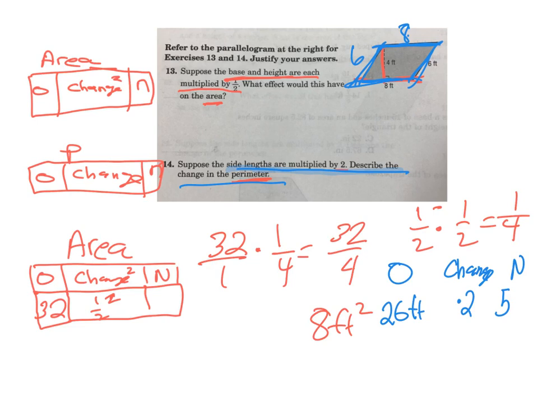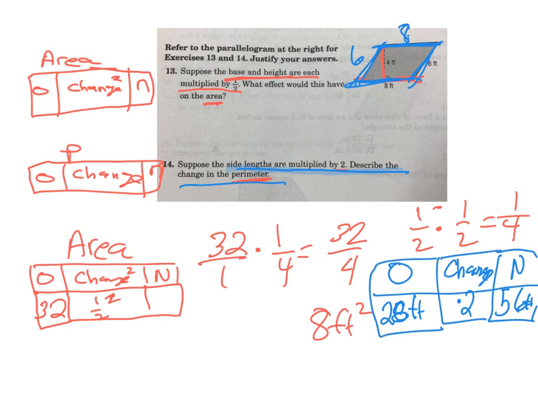Oh, you know what? I made a mistake here too. Oh, boy. Because 6 plus 8 is 14. 14 plus 14 is not 26, it's 28. 28 times 2 is 56 feet. So the new one is 56. The change is just times 2.